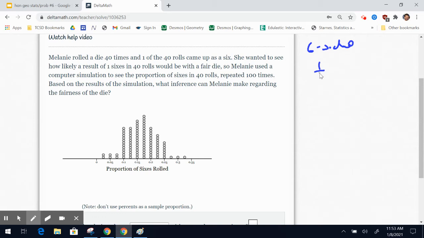So that means you have a 1 out of 6 chance of coming up a number, right? Well, this person did it 40 times and only got one 6. Their sample proportion, we call it p hat, their p hat value is 1 out of 40, right? Well, if you divide 1 by 40, you get this decimal. So 1 divided by 40 is 0.025, right?